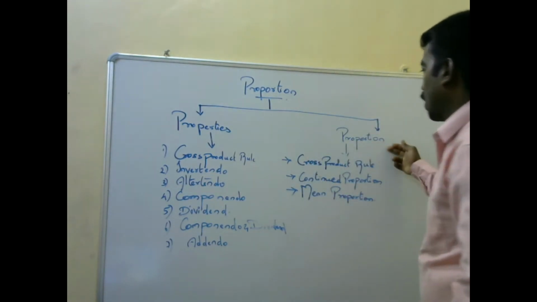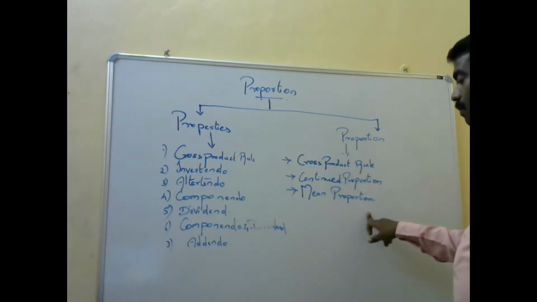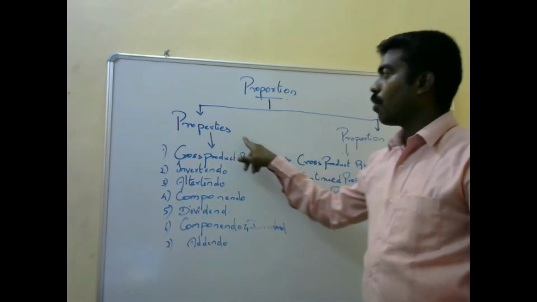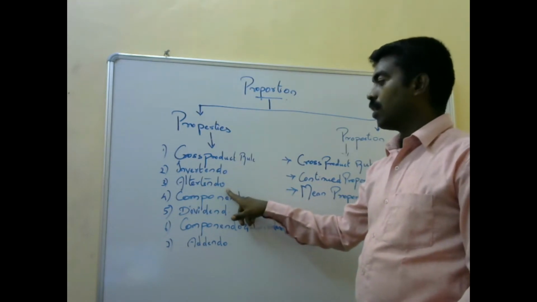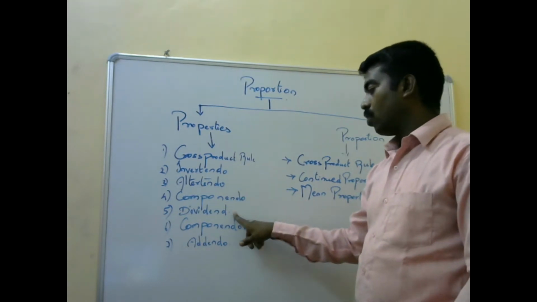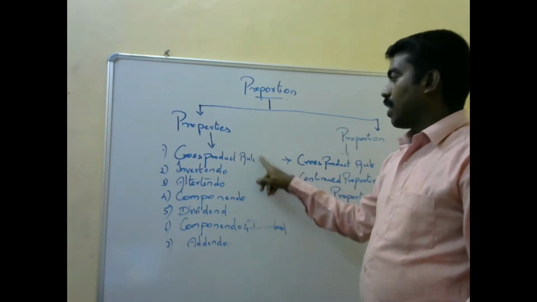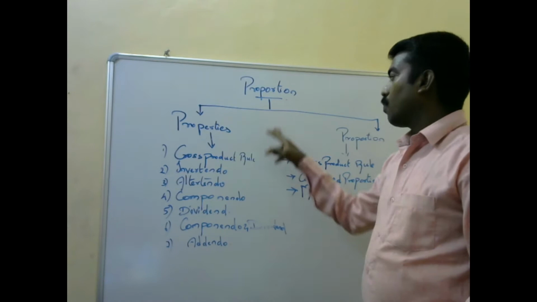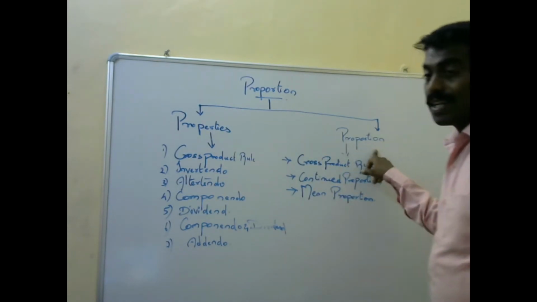Namely proportion, cross product rule, continual proportion, and mean proportion. Then we are going to discuss the properties of proportion: cross product rule, invertendo, alternando, componendo, dividendo, componendo-dividendo, addendo. There are 7 properties in proportion, and first we are going to discuss what proportion is.